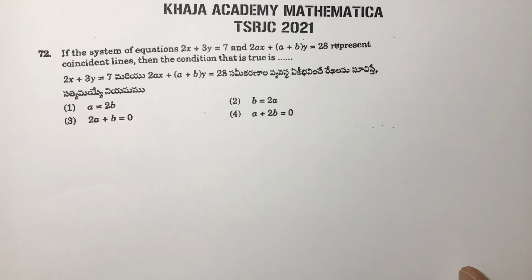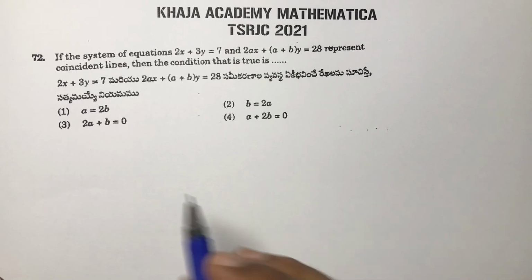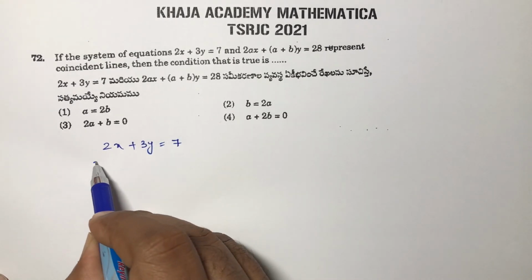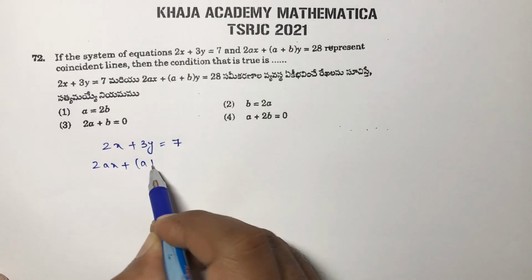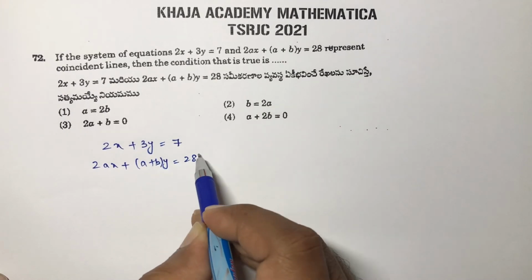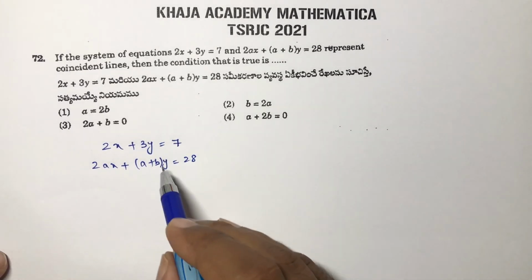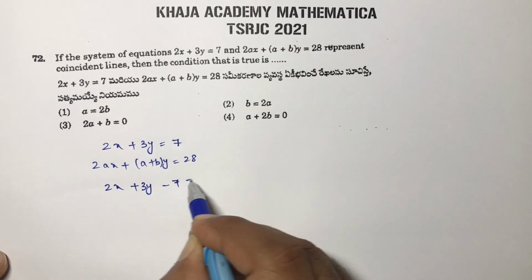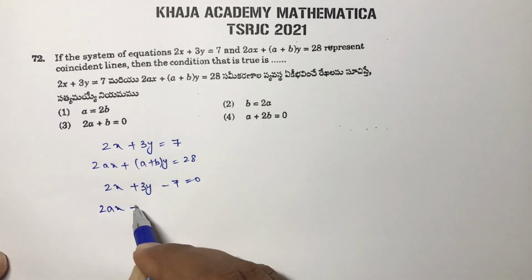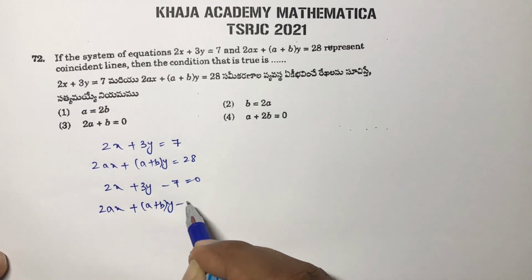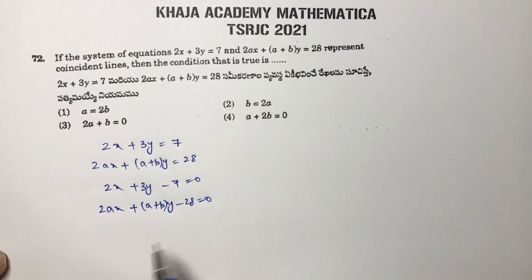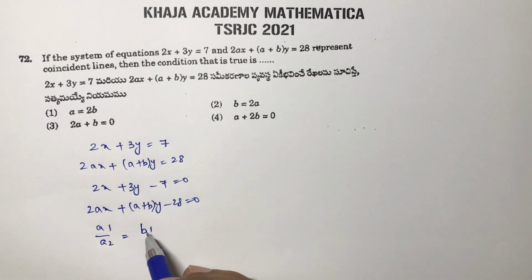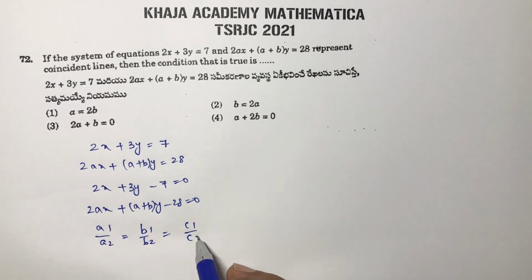If the system of equations represent coincident lines, 2x plus 3y equals 7 and 2ax plus (a plus b) y equals 28. If you write in the standard form, 2x plus 3y minus 7 equals 0 and 2ax plus (a plus b) y minus 28 equals 0. The condition for coincident lines is a1 by a2 equals b1 by b2 equals c1 by c2.